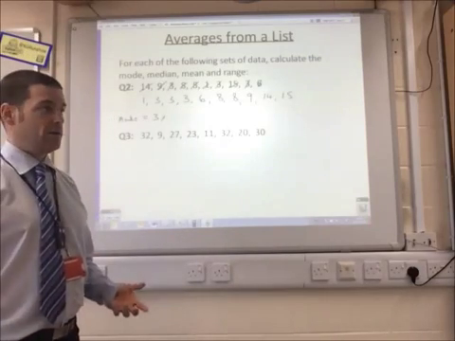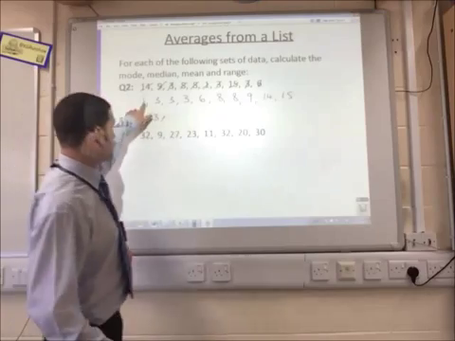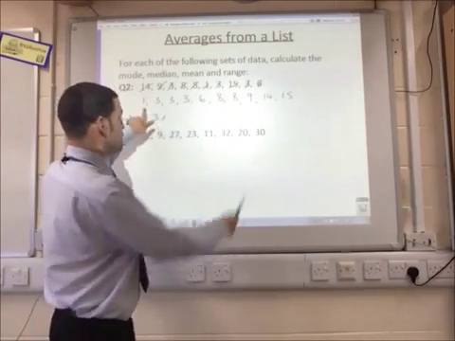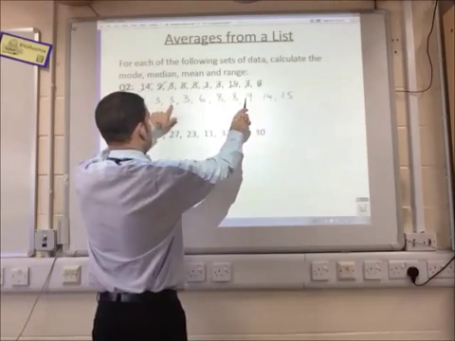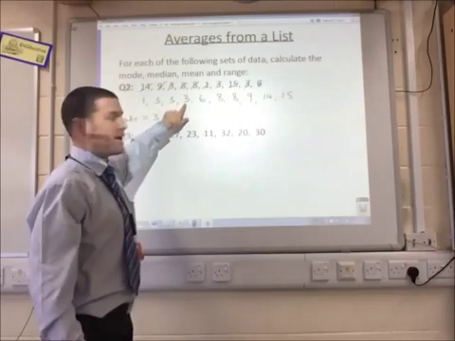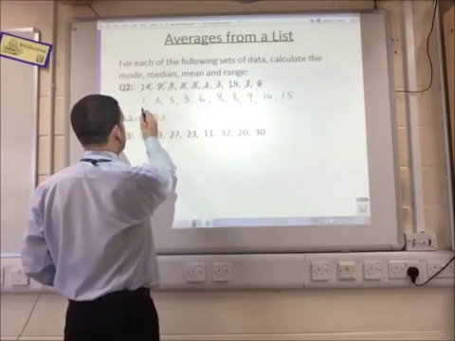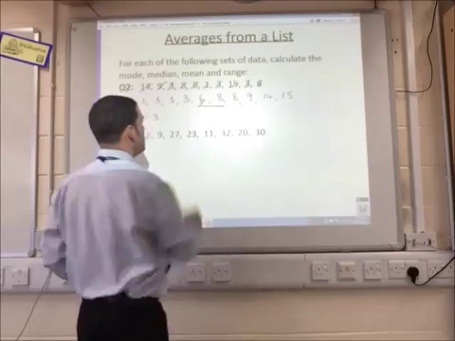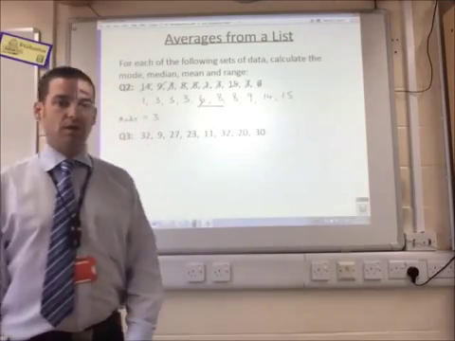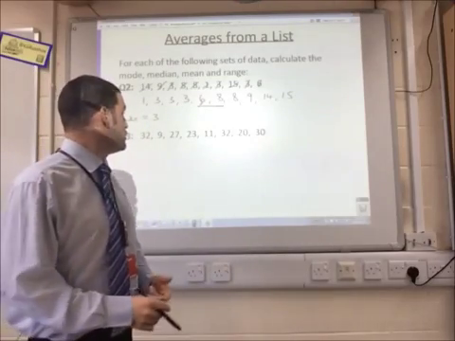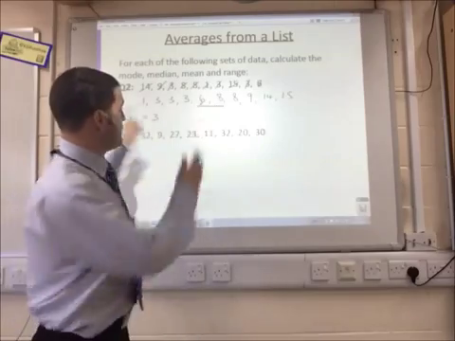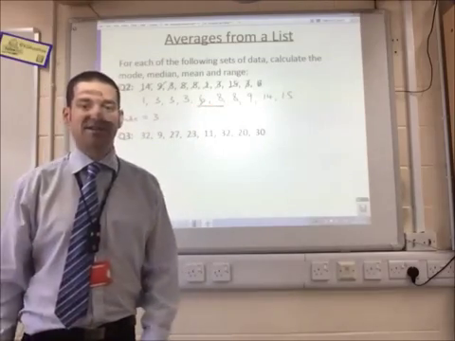For the median, we can do the same as we did before. We're going to cross off from either end, so the 1 and the 15, and you work inwards. This time, you're actually left with 2 numbers in the middle. The numbers that you finish up with, if you cross off from either end, are 6 and 8.